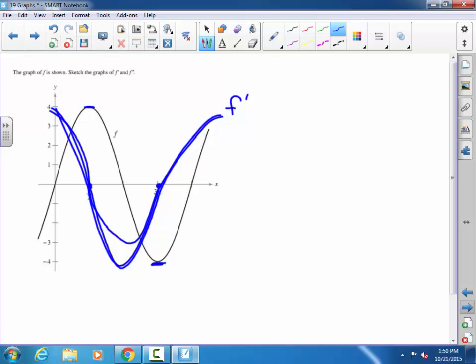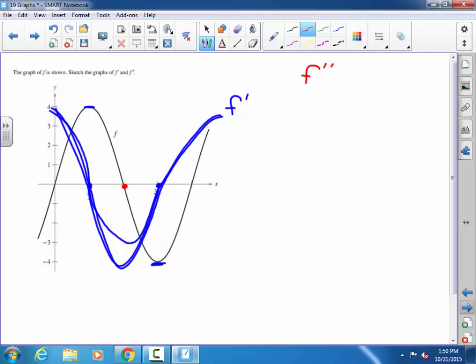So now take the second derivative and draw it. You expect it to be the negative sine curve. So see if you can figure that out. Second derivative. Where is the blue line have a slope of 0? At the bottom, which is this point right here.